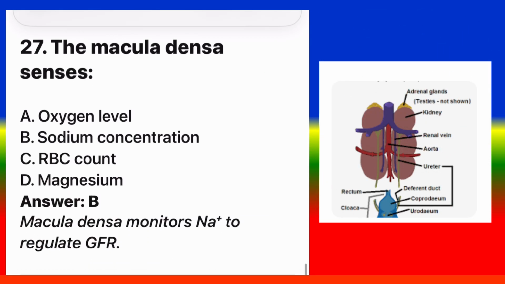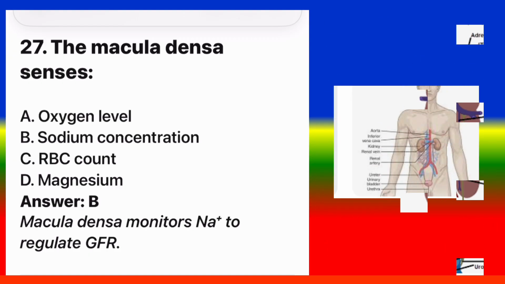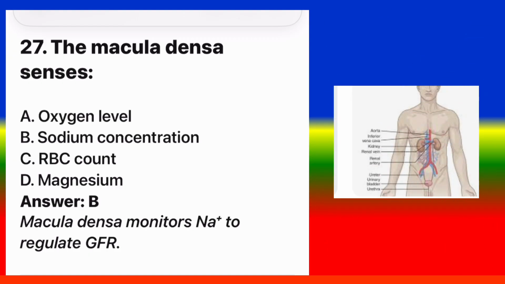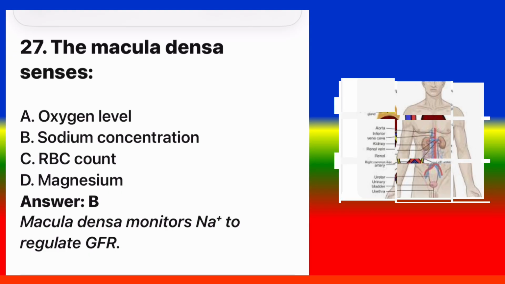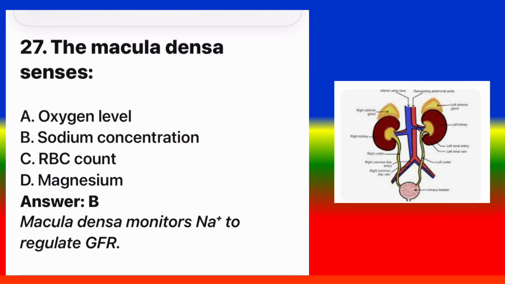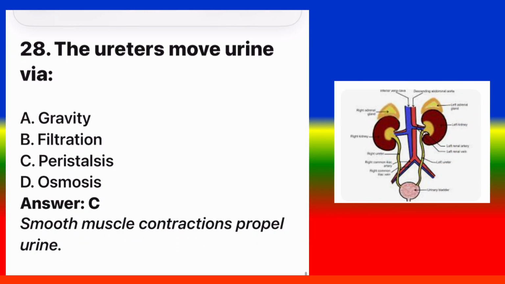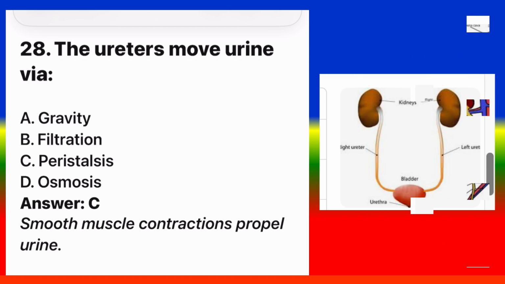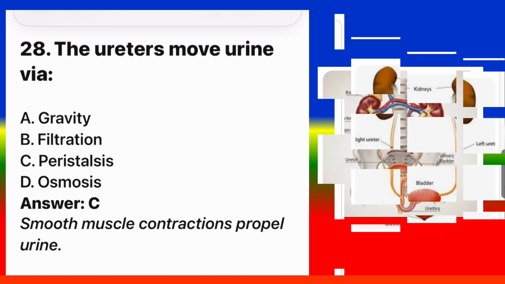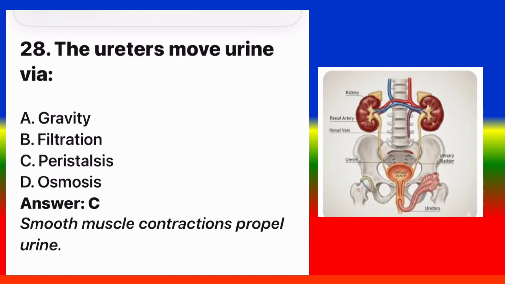27, the macula densa senses: A, oxygen level; B, sodium concentration; C, RBC count; D, magnesium. Answer B, macula densa monitors NaCl to regulate GFR. 28, the ureters move urine via: A, gravity; B, filtration; C, peristalsis; D, osmosis. Answer C, smooth muscle contractions propel urine.